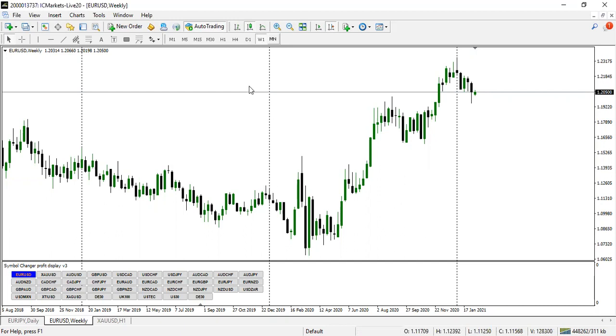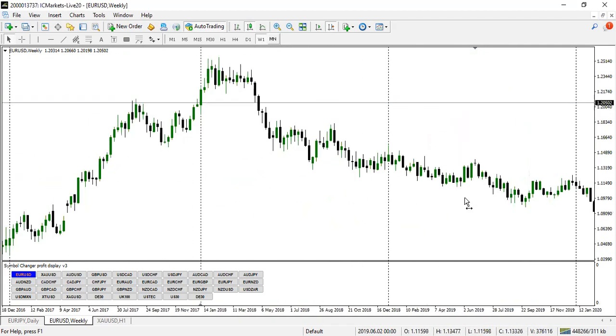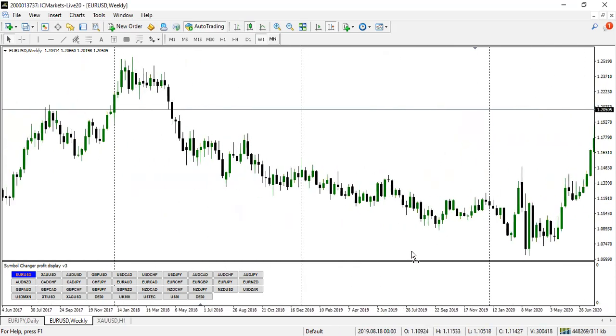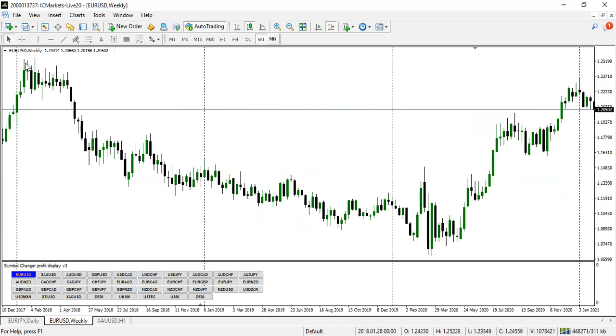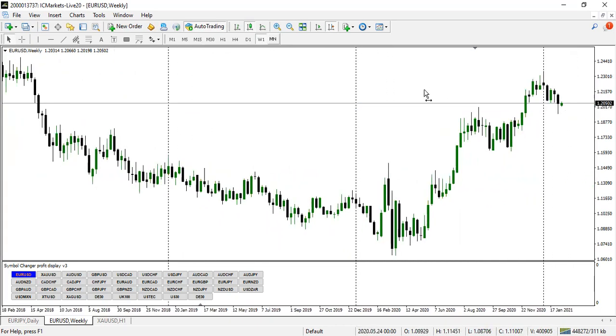I'll be looking at the 7 or 8 pairs I always analyze every week. So we'll be starting from Euro USD. Just like you can see, Euro USD seems bullish. This is a weekly time frame, and I'm looking for a way whereby this particular high would be broken.